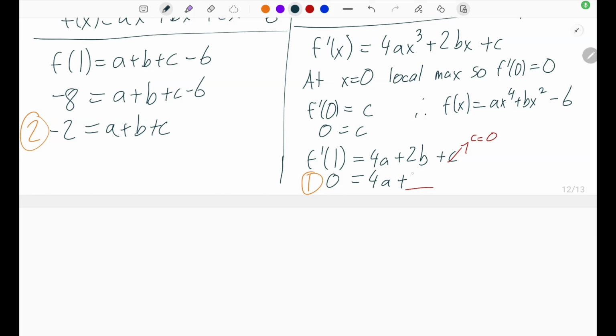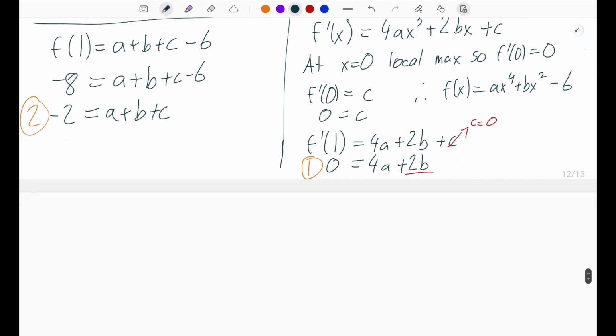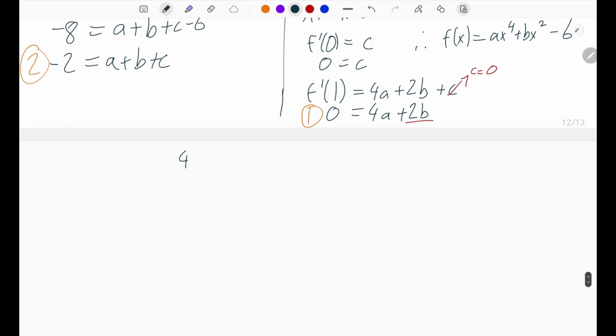I realized I made a teeny mistake. It's going to be a 2b, not a b there. We'll label the equations 1 and 2. We're going to use elimination, so I'll just rewrite the equations. 4a plus 2b equal to 0. That's equation 1. And equation 2, we can see has a c in there, but that's just going to disappear. So it's got a and b. I'm just going to double equation 2. So 2 times equation 2. And we're going to get 2a plus 2b is equal to negative 4.